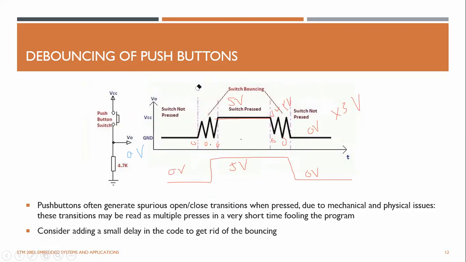And bouncing effect is real. I have seen it. So if your code is running too fast, you will end up with wrong values, right? You will see the counter counting 1, 2, 3, not as 1, right? So you have to think about that, and by adding some delays, you can get rid of this bouncing effect.